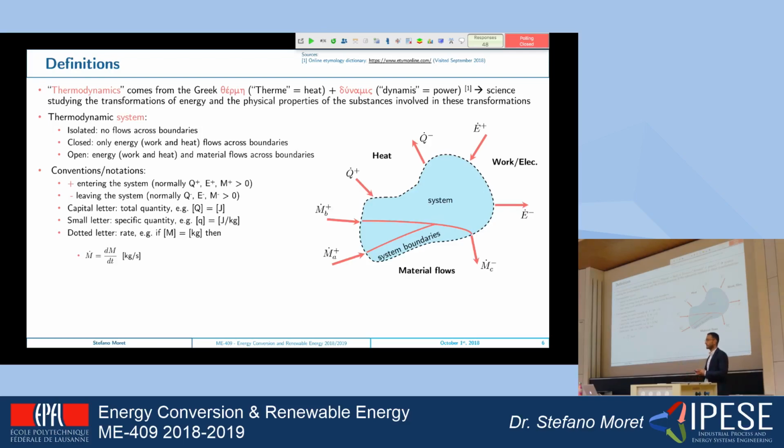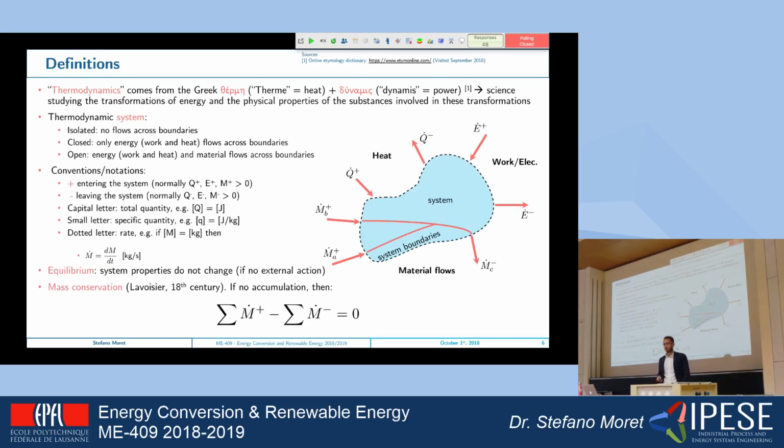And we use a dotted letter when we want to indicate a flow, so in this case, a rate, let's say. So, for example, energy will have not a dotted letter, while power, which is a derivative of energy over time, will have a dotted letter. And then we define that a system is in equilibrium when the system properties do not change unless there is some external action. And there is something that you already know.